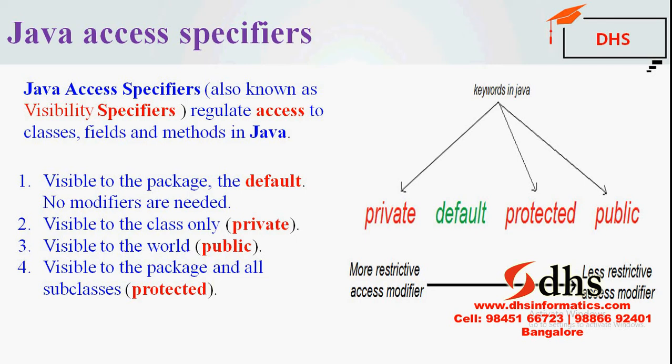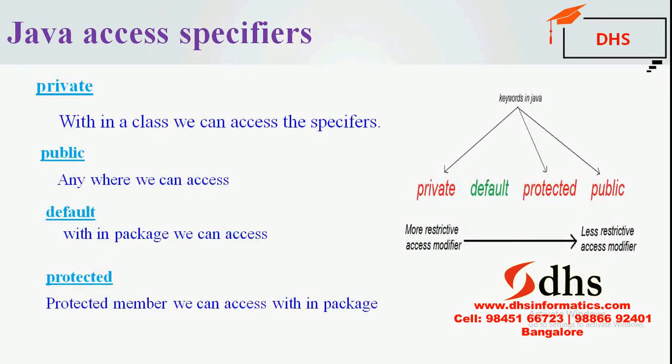Next, visible to the class. What is that? Private. So visible to that class only. Visible to the world, that is public. Whatever package you take, for all it will be visible. Next, protected is for visible to the package and all subclasses. So here private means within a class we can access the specifier, public anywhere we can access, default within a package we can access, protected only within a package and also subclass we can access.